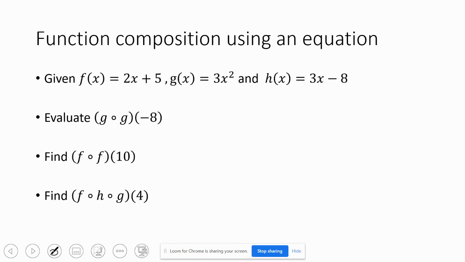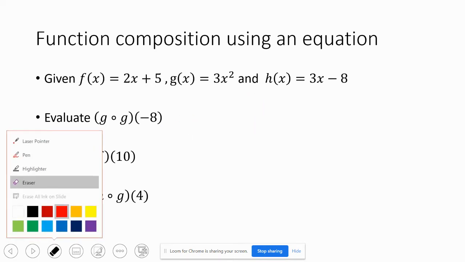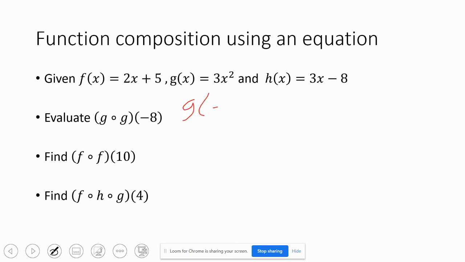Okay. Same thing, but here with a few more points and using the other notation. So you first find g of negative 8. We're using the same function g twice. So you first put negative 8 in g, so that would be 3 times negative 8 squared. Let's split it up and rewrite that. g of negative 8 equals 3 times negative 8 squared. Negative 8 squared is 64. 64 times 3 is 192.